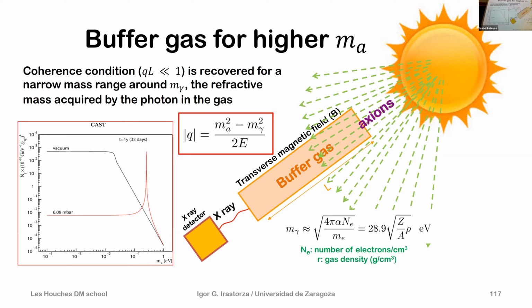So could you use this to scan over a mass range? In this mode of operation, helioscopes become scanning experiments like the haloscope. Only that the step is not that small as in the case of the haloscope. We are not talking about 10 to the 5 steps, but more about 100 steps.